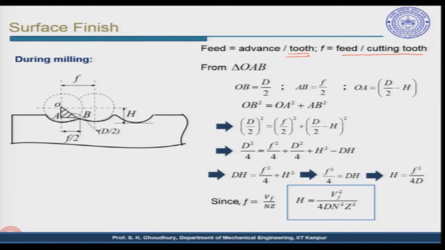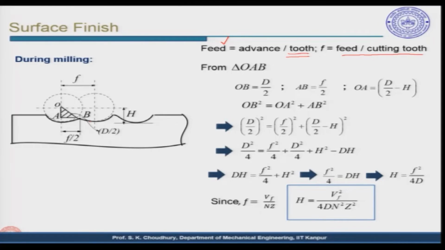Now, in case of a single point cutting tool, the feed is the movement of the cutting tool, because there is only a single point. Here each tooth is considered to be a single point tool in case of a milling cutter. So, advancement per tooth of the milling cutter is considered to be the feed in milling.